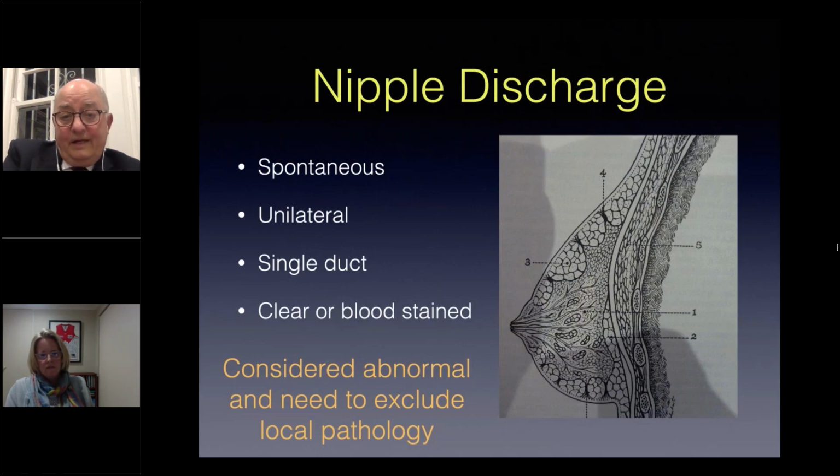And it'll become very clear to you when the discharge appears that it's coming through a single duct. You'll just see one drop of fluid, which is either clear or bloodstained, come through that duct. If you compress and you see numerous little drops of yellowish fluid come through, then you know it's multiple ducts. But it's very clear when you compress the breast that it's coming through one duct because you actually see one drop appear.